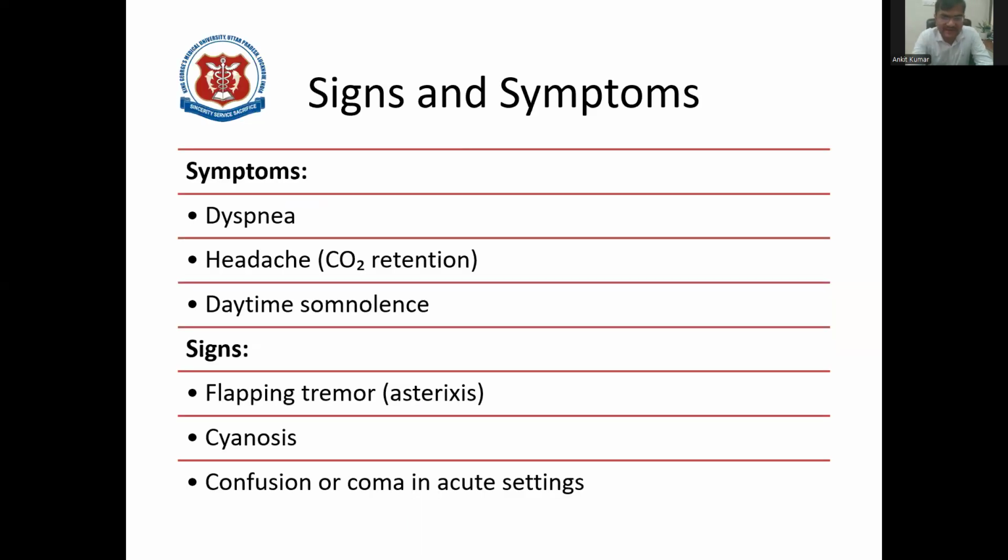If we talk about the signs and symptoms of type 2 respiratory failure, common symptoms are dyspnea, headache, and daytime somnolence. And when we evaluate the patient, we may find flapping tremor, cyanosis, and sometimes the patient's GCS is poor, the patient is confused or comatose, and needs intensive care management.